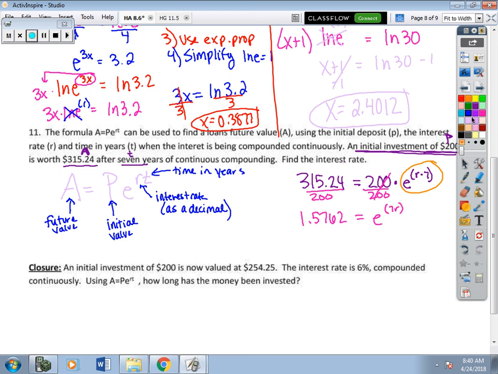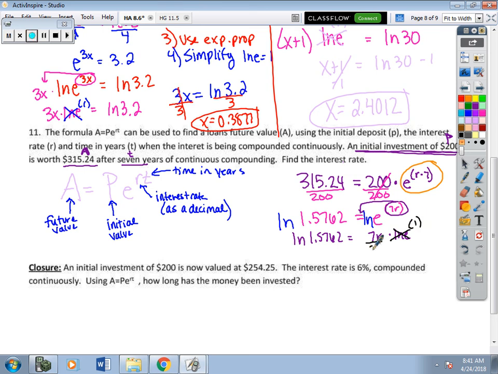How do I solve this exponential? What do I have to do to both sides? Find out what r is. Caleb? Take the log of both sides. Again, I would use the natural log since we see e. So this will be natural log and natural log. Use your properties of exponents to take that 7r and move it out front. So we'll have the natural log of 1.5762 equals 7r times the natural log of e. Natural log of e, we've already discovered, is just 1.